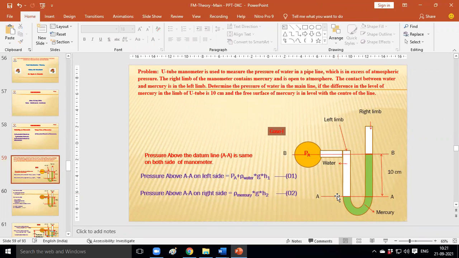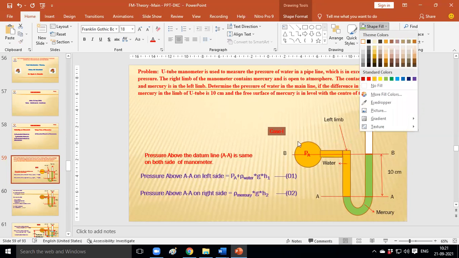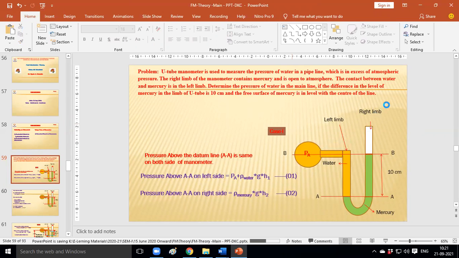So above the A dash in the left limb, which type of fluid is there? Water. Okay, we need to fill the water here with the same color. I will put this one. Is it now visible clearly? Yes, sir.